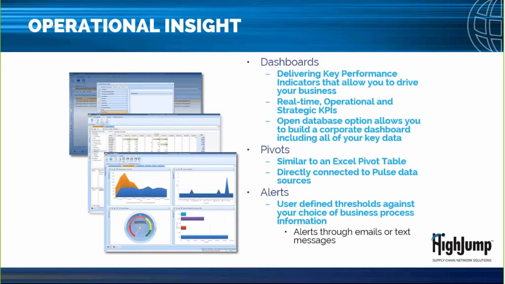Pulse is made up of dashboards, which have key performance indicators that can tell you what's going on in your business today in real time. There can also be KPIs in there that tell you about historical information. Pulse has an open database, so if you'd like to license additional connections, you can do so to other SQL-based programs. You can also set up pivot tables in Pulse, similar to pivot tables you would currently be using in Excel. You can also set up alerts so that when a KPI reaches a certain point, an email or a text alert is delivered to one or more people within your organization.